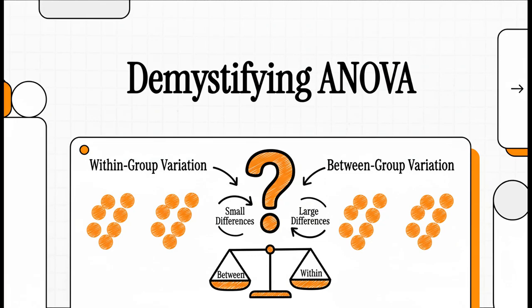All right, let's talk about a statistical tool that has a bit of a scary name, ANOVA. It stands for Analysis of Variance, and yeah, it can sound pretty intimidating. But honestly, it's a surprisingly clever way to figure out if the differences you're seeing between groups are actually real, or if they're just due to random chance. So let's break it down.